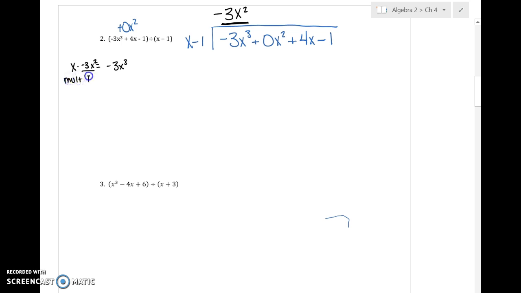Multiply that by x minus 1. So you're multiplying that term, negative 3x squared, to both the x and the negative 1, and write that down below. So negative 3x squared times x is negative 3x to the third. Negative 3x squared times negative 1 is positive 3x squared.